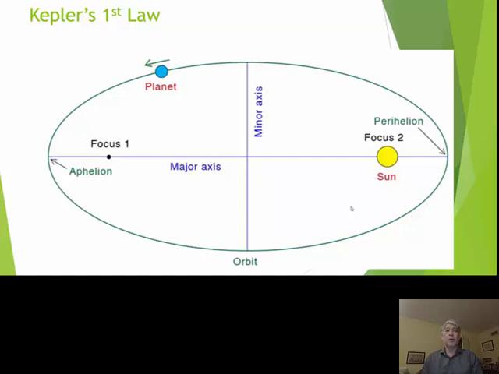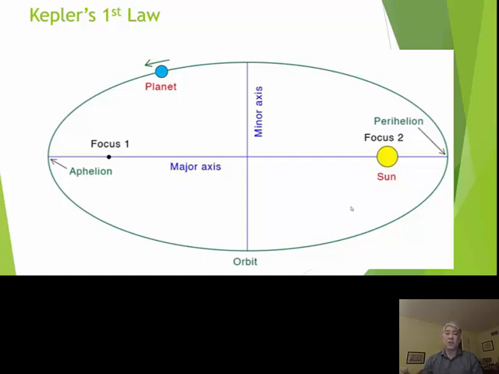If you're confused over focal points, what that is, here's a picture of an orbit of a planet and its elliptical orbit around a sun. Notice the sun is at focal point 2. It is not at the center of the circle, it's at focal point 2.